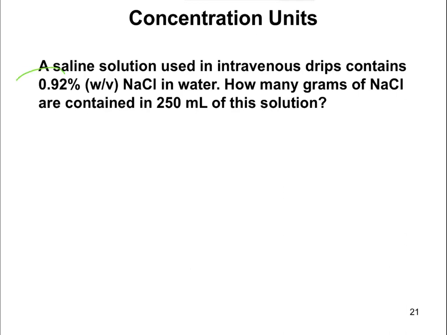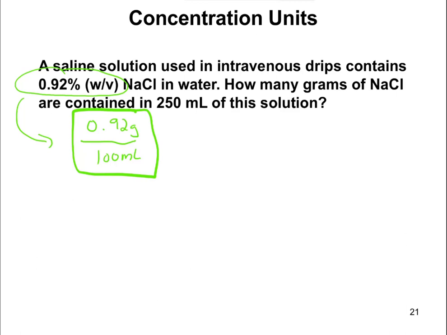I've been mentioning in the past couple slides, it's important to know that whenever you have 0.92% weight volume, that means you have 0.92 grams in 100 milliliters. And this is important because this is going to serve as a conversion factor. That's going to mean if we know the milliliters, which we do, we can figure out grams. Or if we knew grams, we could figure out milliliters. That conversion allows us to convert back and forth.